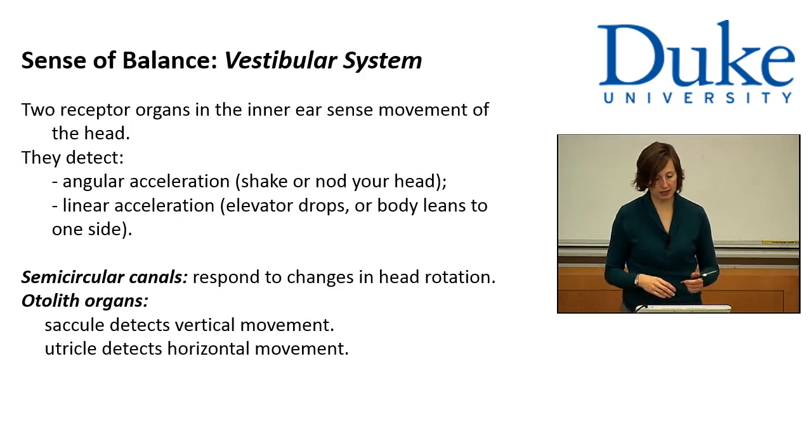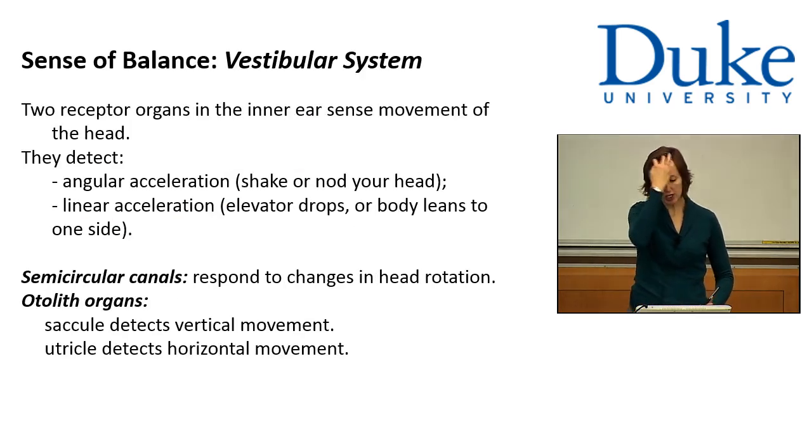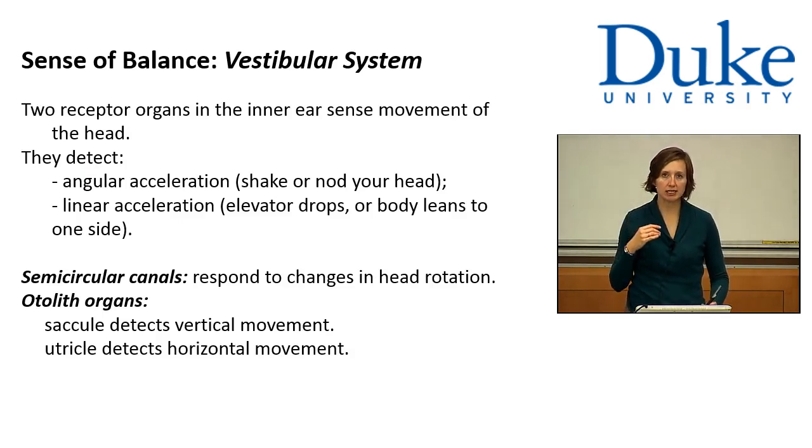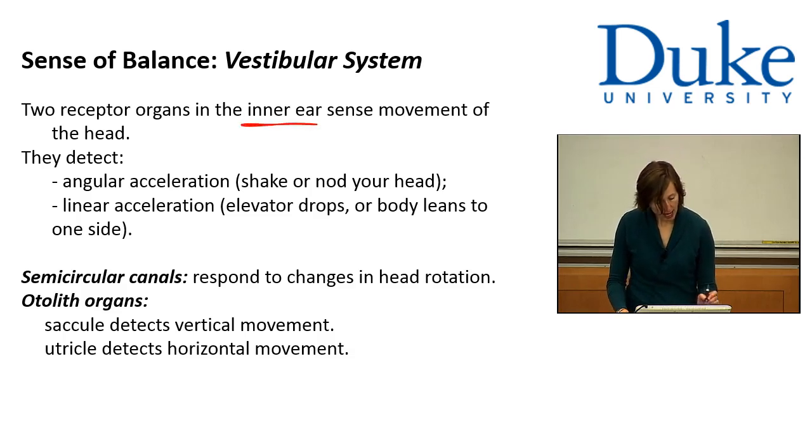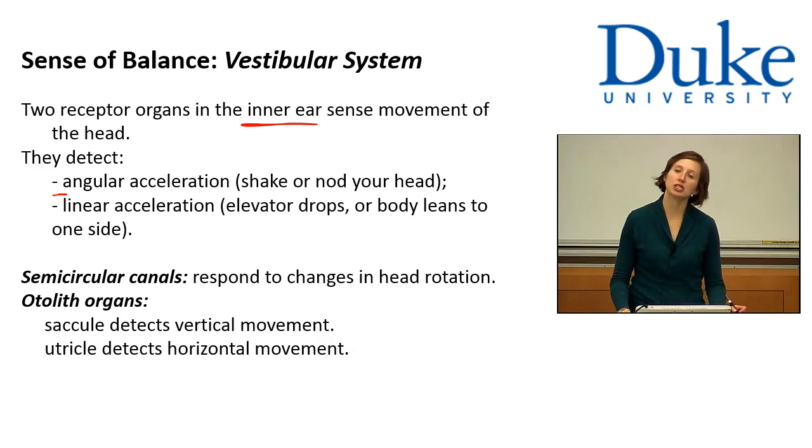We're going to move to the vestibular system, which is going to be able to detect different types of motions of the head or the body. They're going to be in the inner ear. They're going to be able to detect angular acceleration, so changes in the angle of your head, as well as linear acceleration, changes in the horizontal or vertical plane as well.